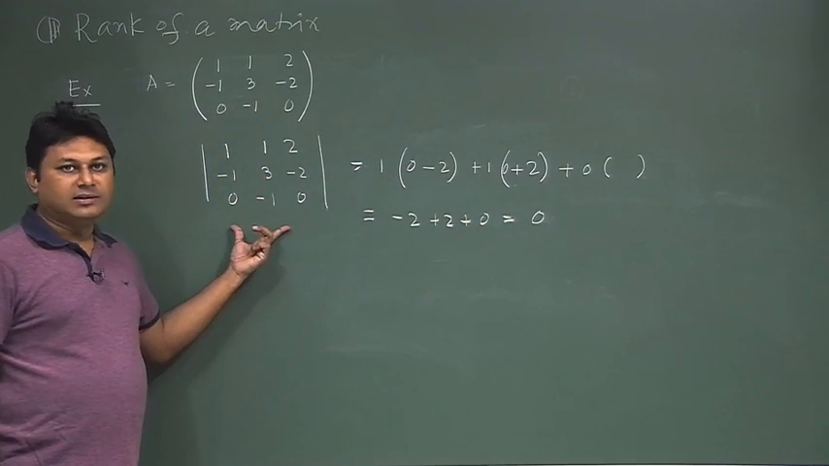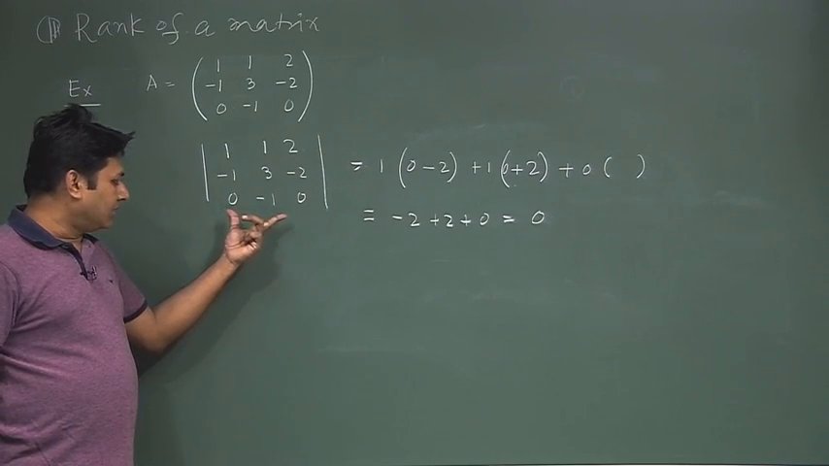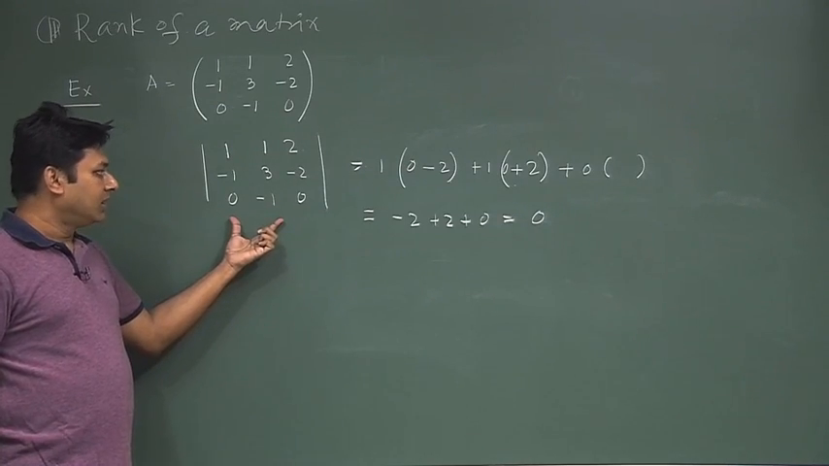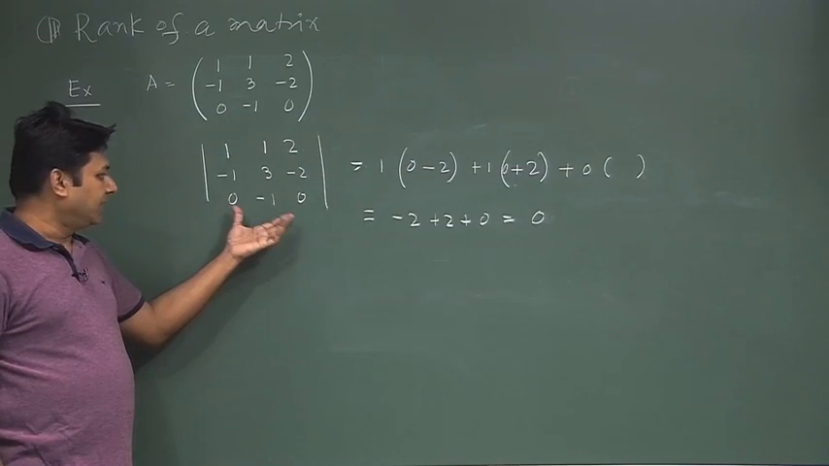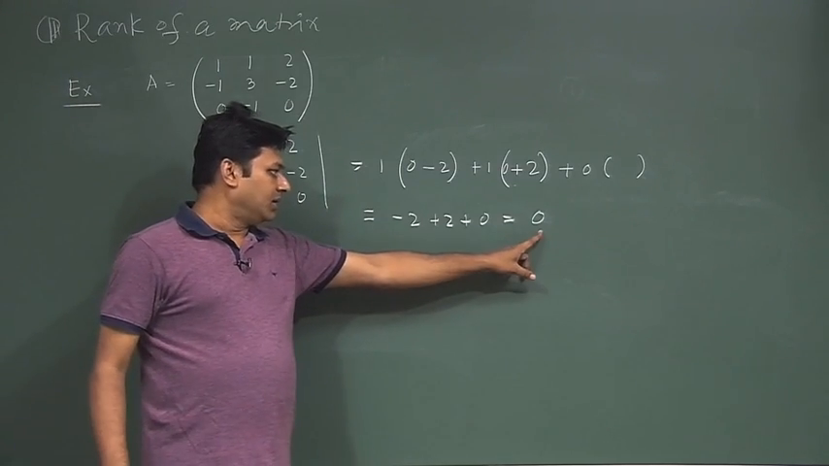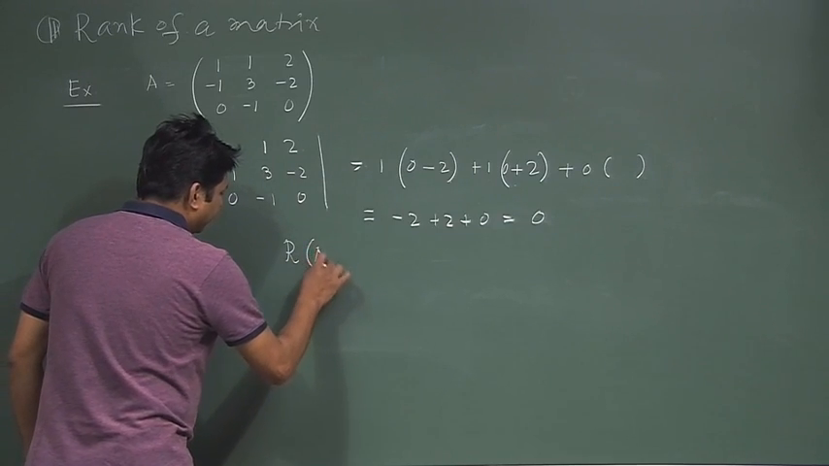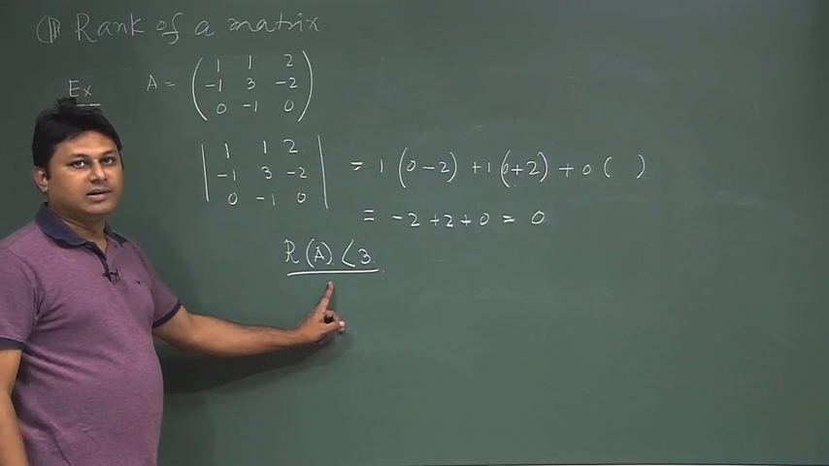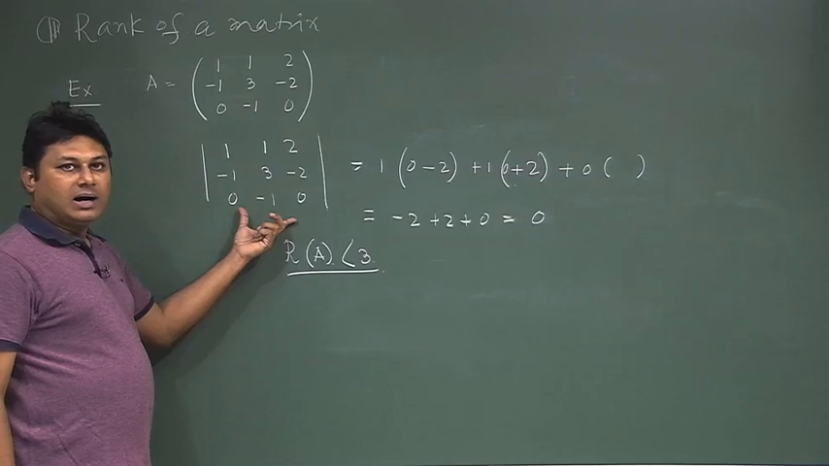That means this matrix is singular, but my definition suggests that the matrix should have at least one non-singular submatrix with order R, but here the order R means order 3. So, the third order determinant is 0, that means the rank of the matrix should obviously be less than 3. So, next we need to find out whether any of the submatrices are non-singular or not.